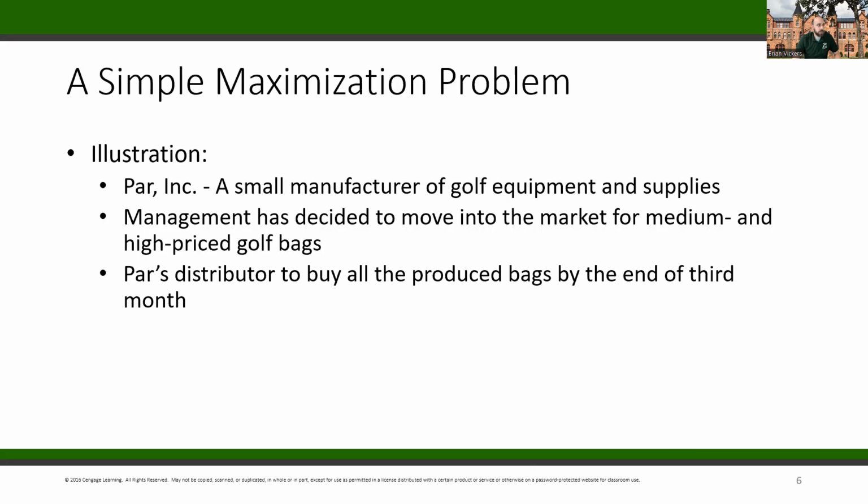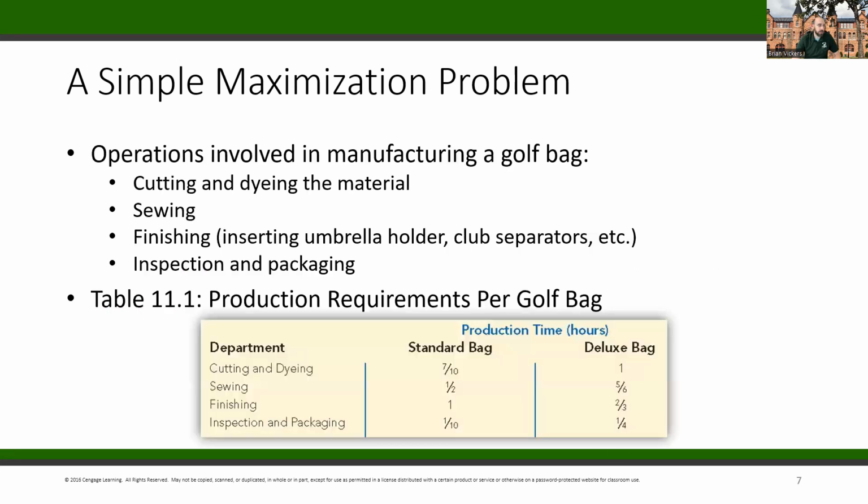Here's a simple setup for a maximization problem. This place makes golf equipment, and they decided they want to start selling golf bags as well. The name of the company is Par. Nice. And Par's distributor is going to buy all the produced bags at the end of the third month. So we're going to manufacture them over the course of 3 months, and then the distributor is going to buy all of them, however many we can get made.